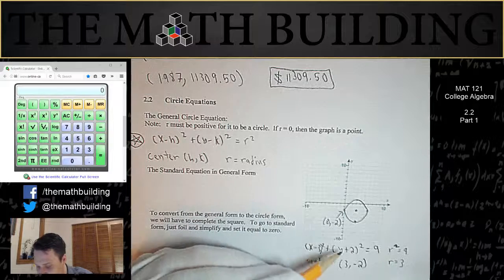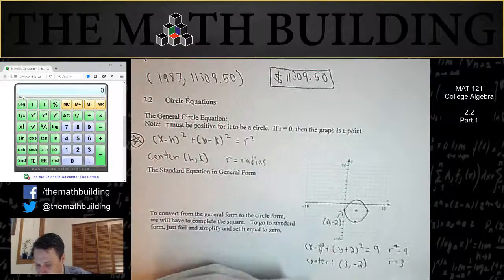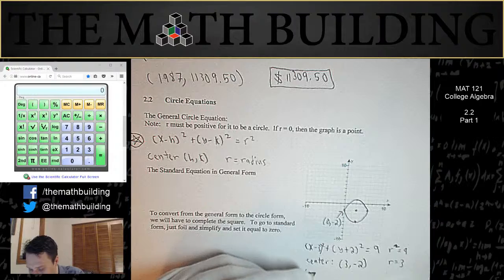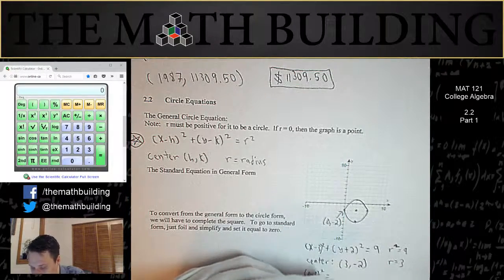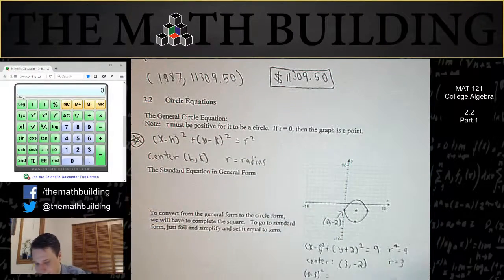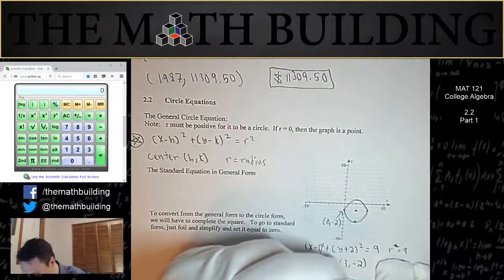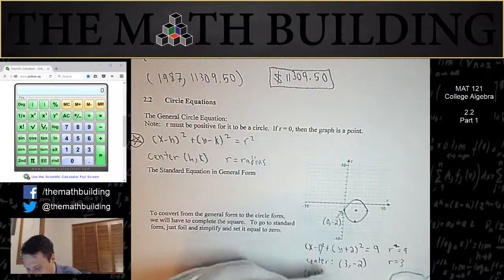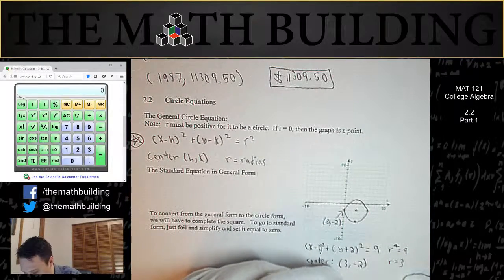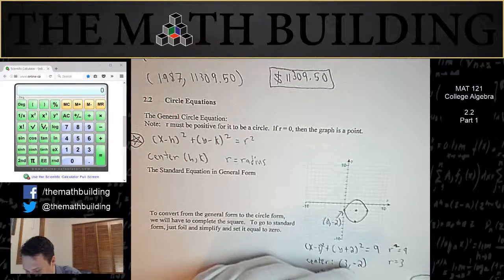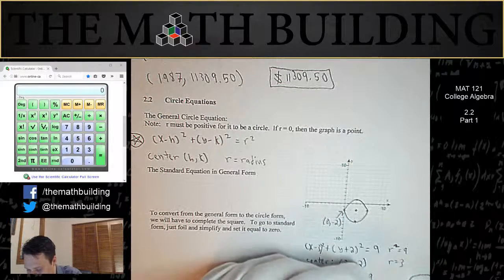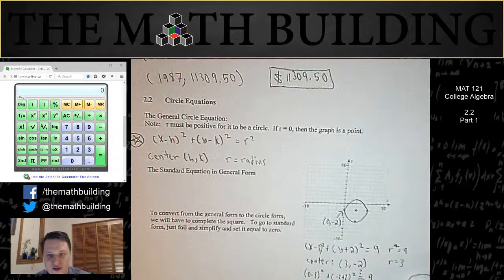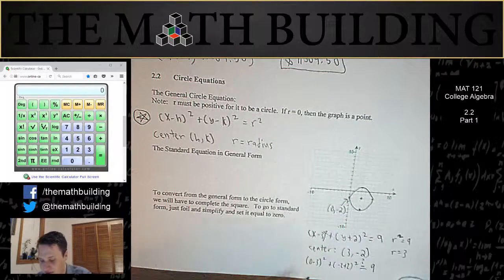We'll plug in a 0 for x and a negative 2 for y. So that would be (0 minus 3) quantity squared plus (negative 2 plus 2) quantity squared is maybe equal to 9. We hope it is because it's on our graph. So let's see if it is.